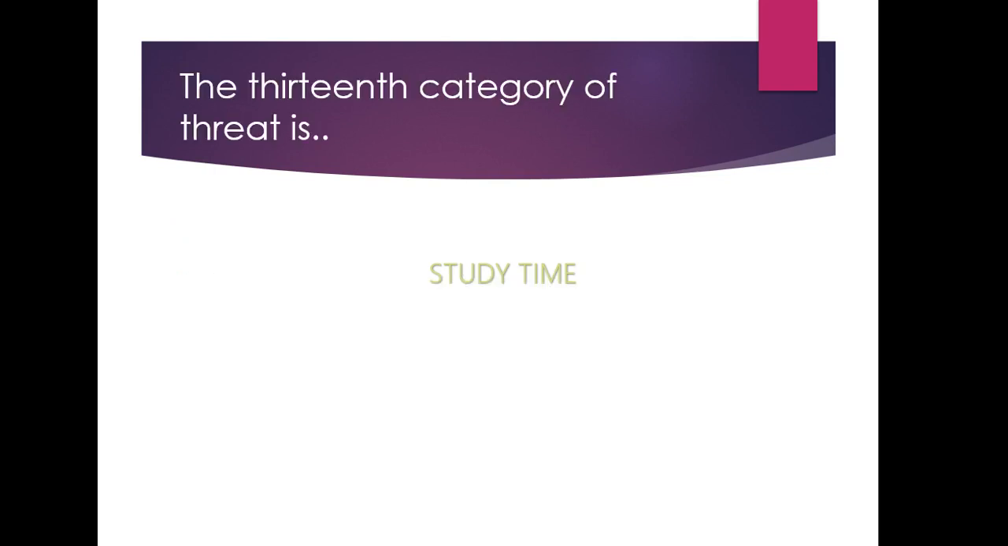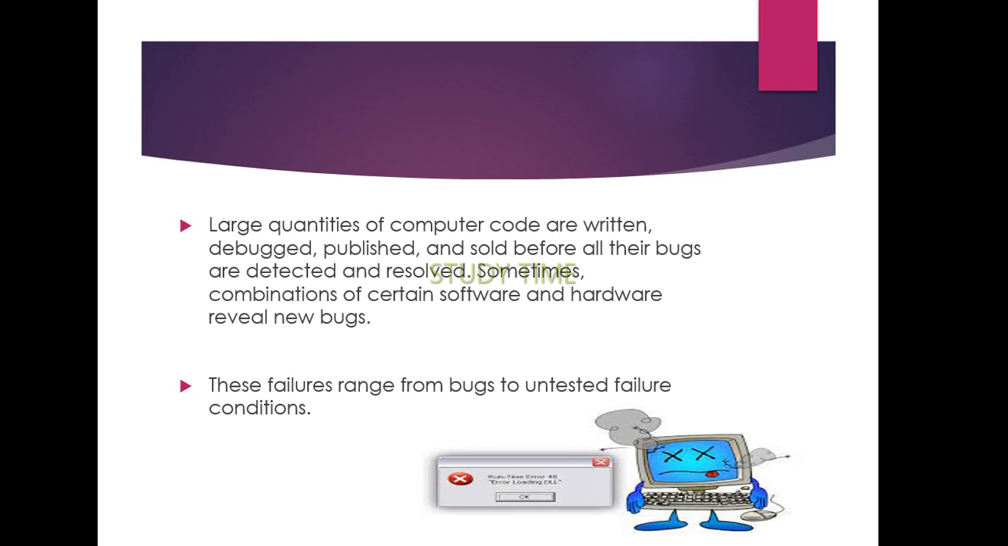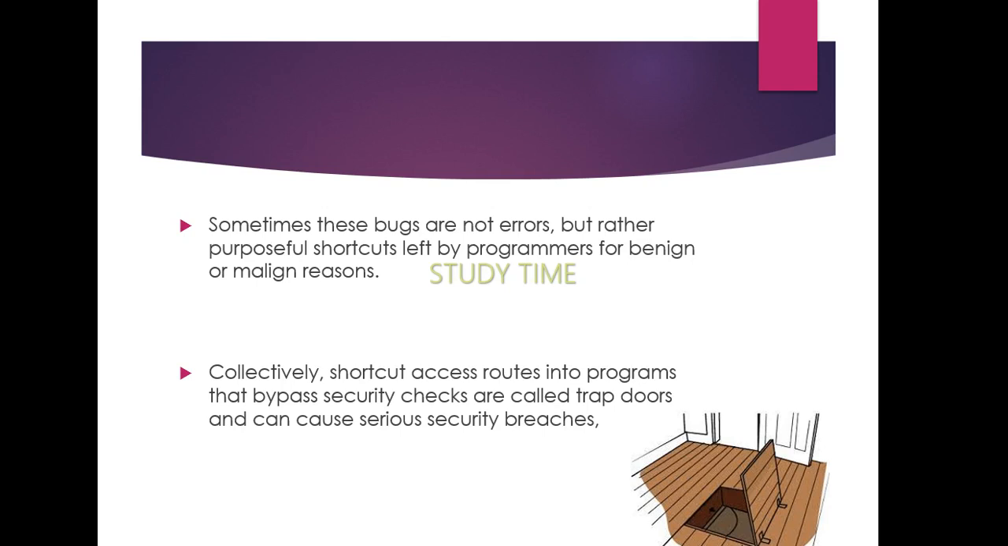The 13th category of threat is technical software failures or errors. Large quantities of computer code are written, debugged, published, and sold before all their bugs are detected and resolved. Sometimes, combinations of certain software and hardware reveal new bugs. These failures range from bugs to untested failure conditions. Sometimes these bugs are not errors, but rather purposeful shortcuts left by programmers for benign or malign reasons.